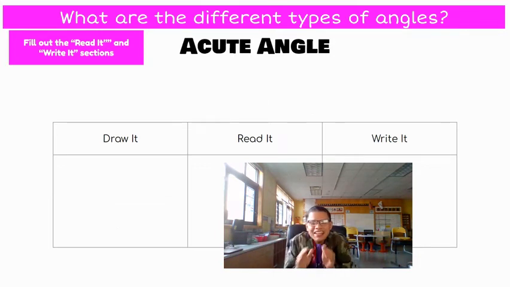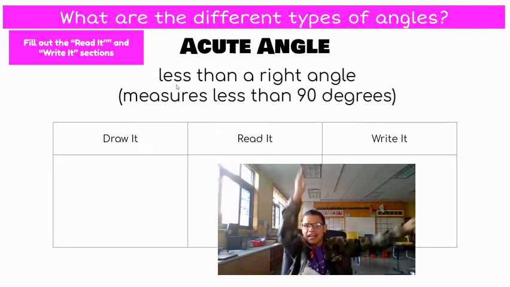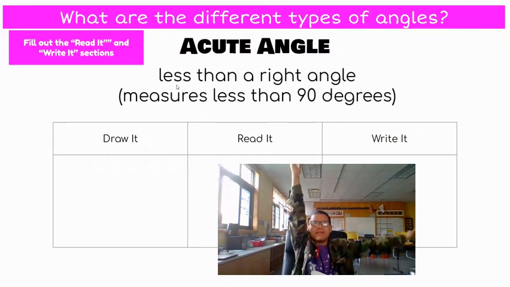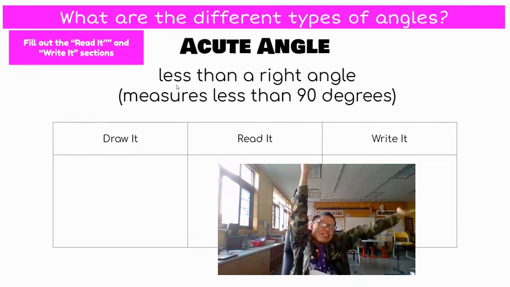Now let's learn about a little cute angle, okay? And then we're going to learn about obtuse angles. The little bit of cute angle is an acute angle. An acute angle is less than a right angle. It measures less than 90 degrees. So remember, a right angle is 90 degrees, and anything from 0 to 90 is an acute angle.